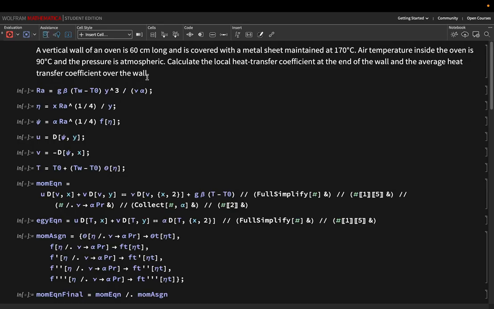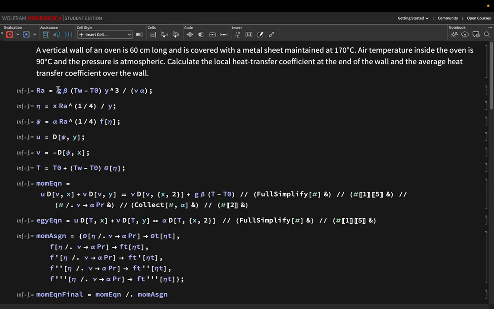So the first problem is a constant wall temperature problem. All we have to do is get our governing equation first. The governing equation, in the sense of the ones that I have shown before, the f triple prime equation in terms of f and theta, and then solve those equations and get the value of theta prime at the wall, which will give me the Nusselt number, from which I'll calculate the heat transfer coefficient.